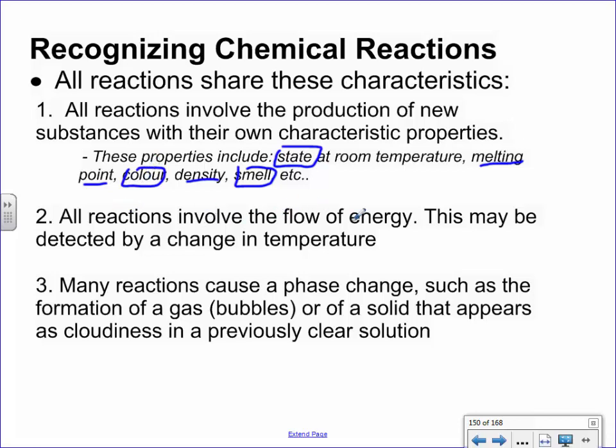All reactions have what's known as a flow of energy. They either are going to get hot or cold.